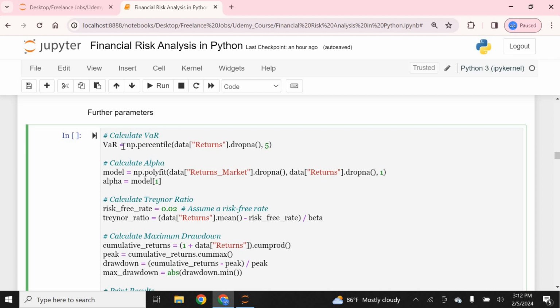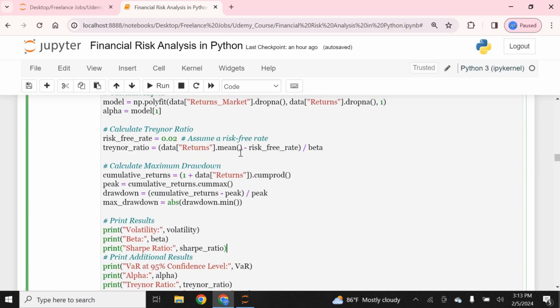So how do we calculate VAR? It is actually just a percentile, at the 95% significant confidence interval. Then you also calculate alpha using the polyfit, and then the Treynor ratio. If you are familiar with these terms, I believe you shouldn't have any problem with how the formulas were calculated.